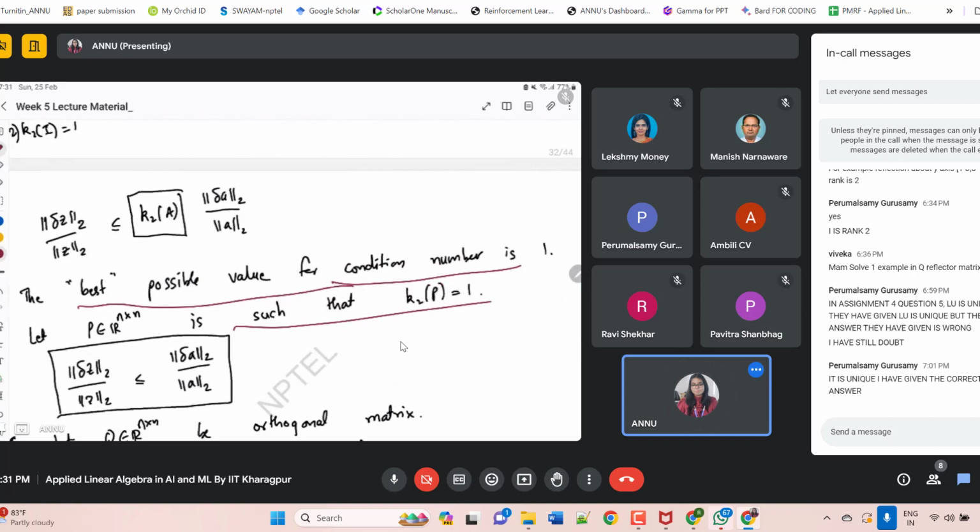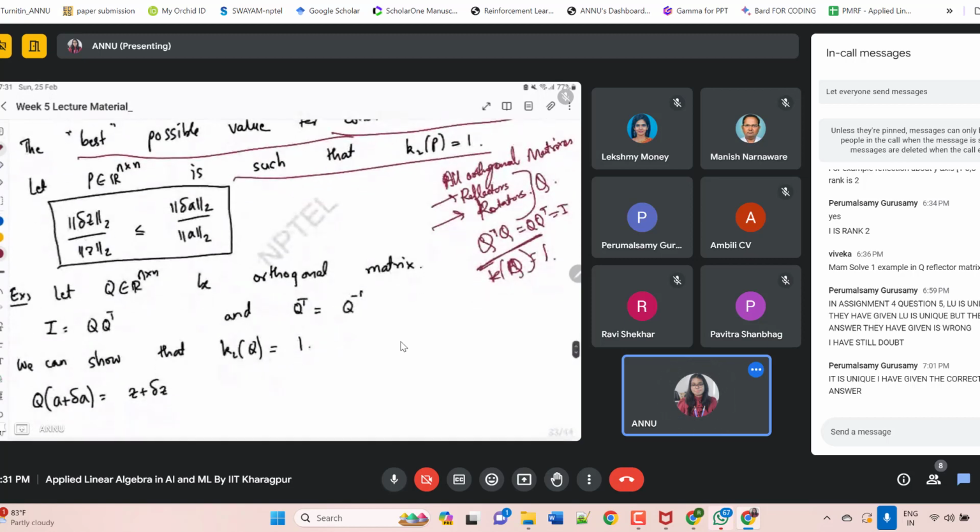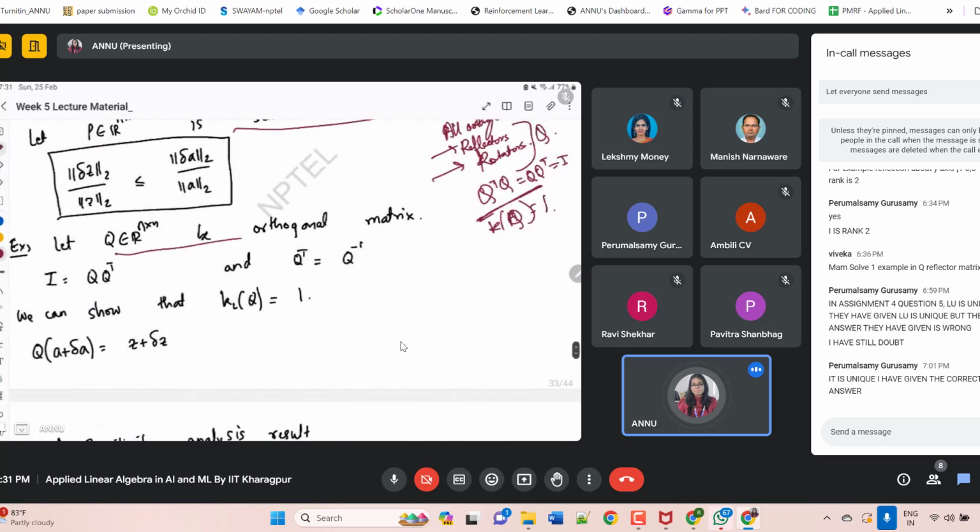the condition number is 1. So all the orthogonal matrices, I'm repeating this again and again, but this includes reflectors and rotators. As Q follows Q transpose Q equals I, their condition number is 1. Same thing: if Q belongs to the n×n orthogonal matrices, then the condition number is 1.